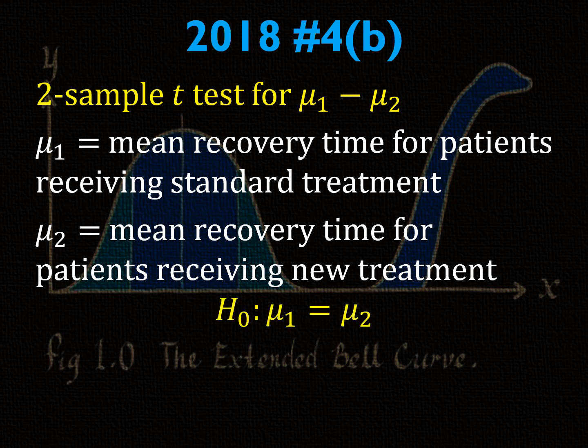The null hypothesis is mu1 equals mu2. In other words, that the mean recovery times are the same regardless of the treatment. The alternative is mu1 is greater than mu2 because we expect those patients getting the standard treatment to take longer to recover than those getting the new. That's what we hope for. So the alternative is mu1 greater than mu2.